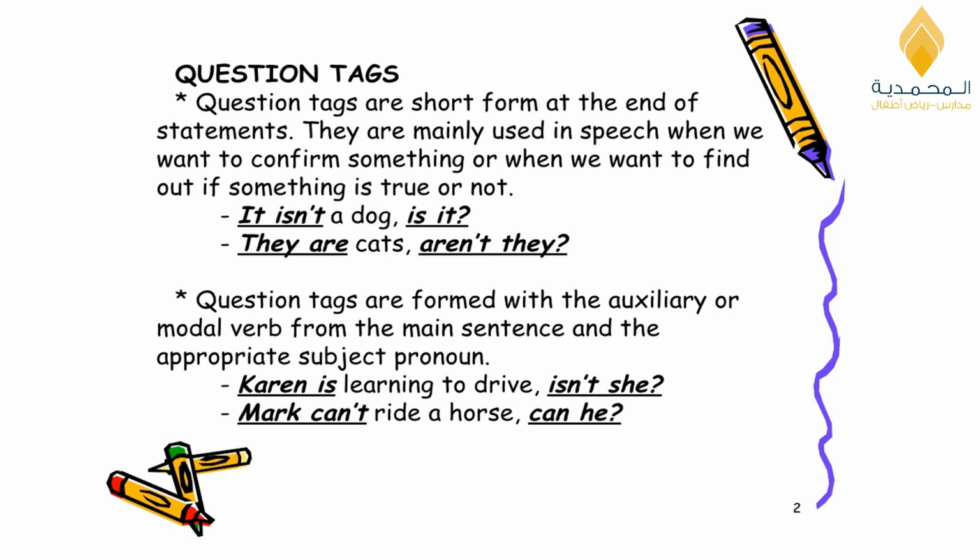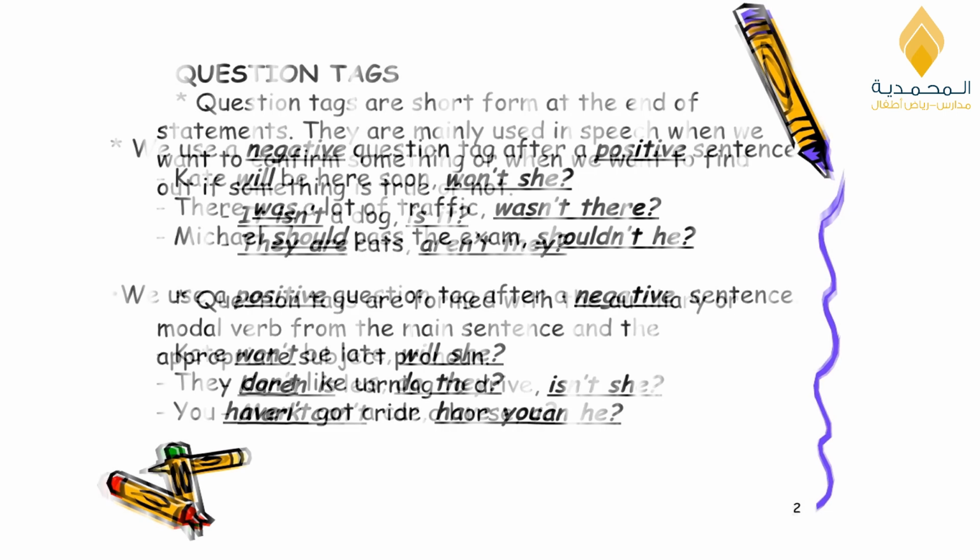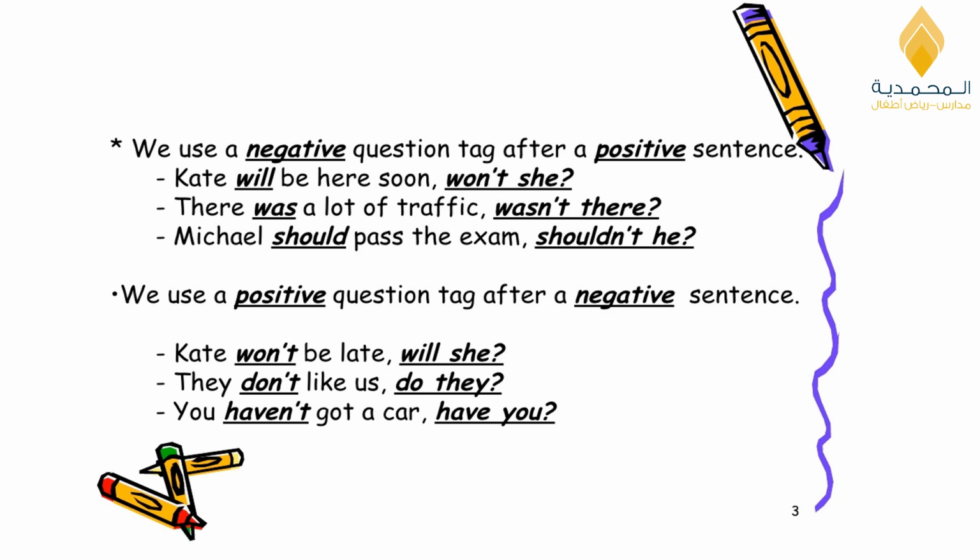Question tags are formed with the auxiliary or modal verb from the main sentence and the appropriate subject pronoun. Karen is learning to drive, isn't she? Mark can't ride a horse, can he? We use a negative question tag after a positive sentence. Kate will be here soon, won't she? There was a lot of traffic, wasn't there? Michael should pass the exam, shouldn't he?